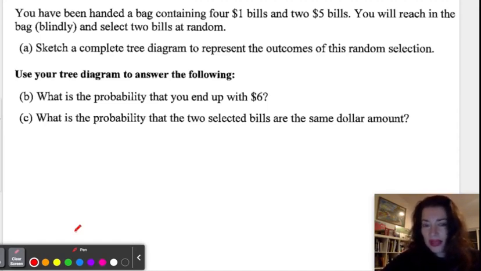And then we will answer the following questions. What is the probability that you end up with $6? And the second question is, what is the probability that the 2 selected bills are the same dollar amount? So one way you could answer this question is to make a tree diagram. So first let's take a look and annotate.